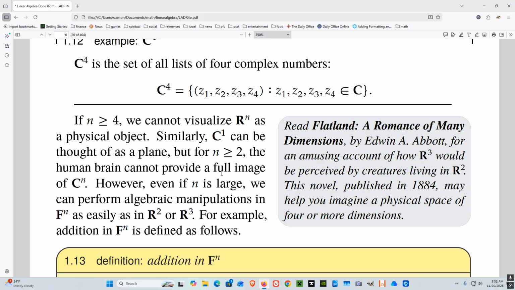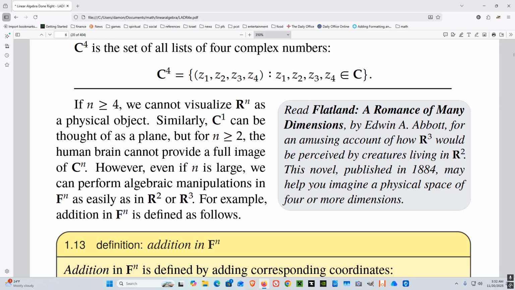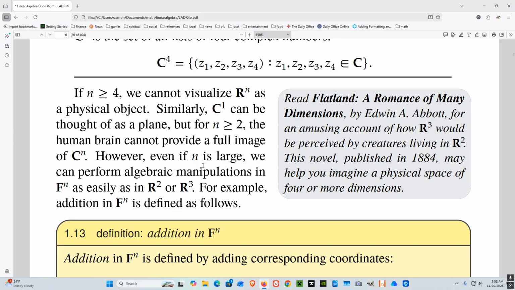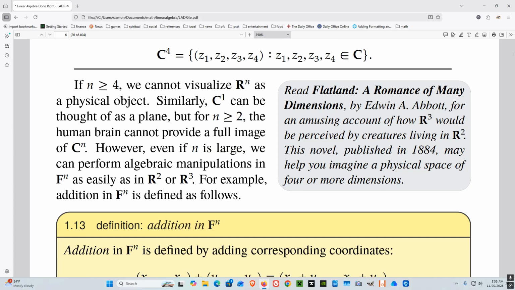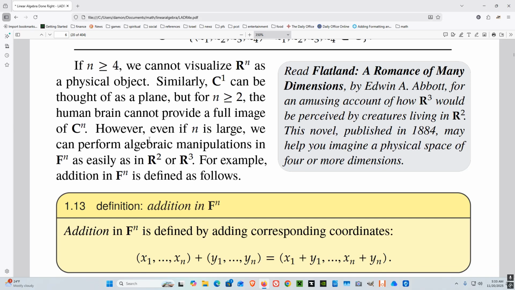Well, I hate putting limitations. Anyway, however, even if n is large, we can perform algebra. Sometimes we mentally limit ourselves. I guess I'm the optimist. That's why I read a book like this. My optimism says we can do it. The human brain cannot provide a full image of C to the n. Okay, whatever. However, even if n is large, can you prove that?